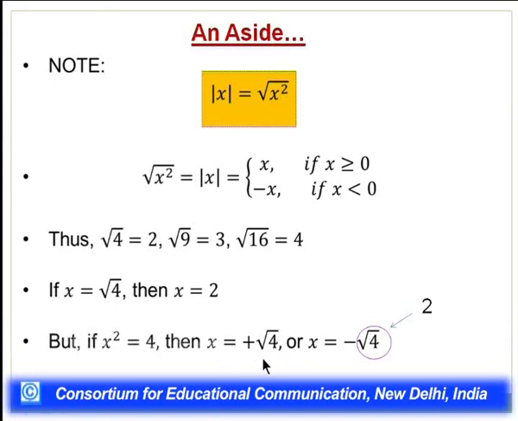Alternatively, x is equal to plus square root of 4 or minus square root of 4. But the point is that the square root of 4 is still 2. So the idea here is, if I am looking at the equation x is equal to square root of 4, then x is equal to 2. But if I am looking at the equation x square is equal to 4, then the unknowns that I am solving for could be either 2 or minus 2.